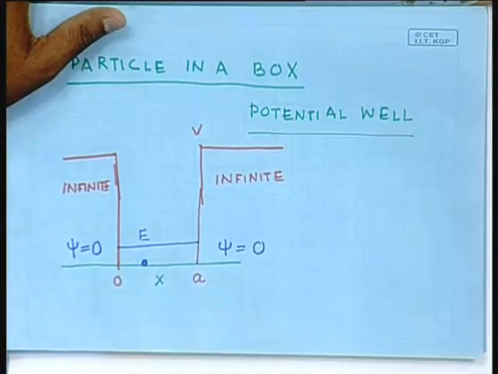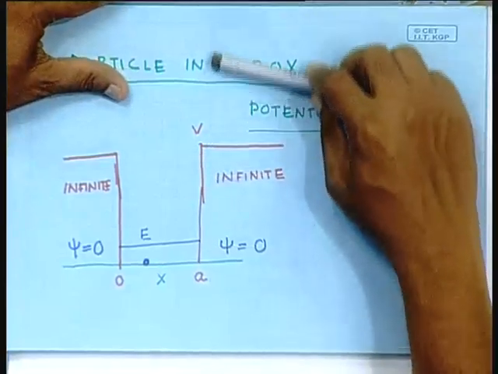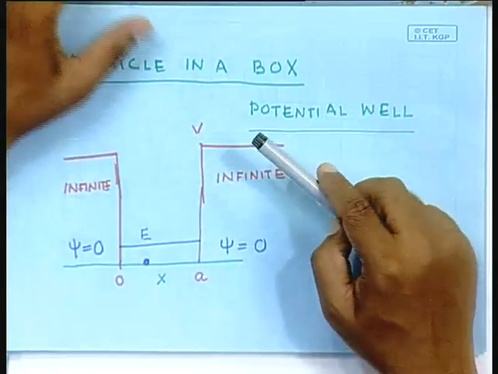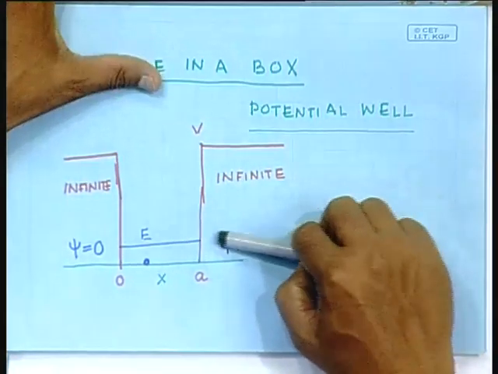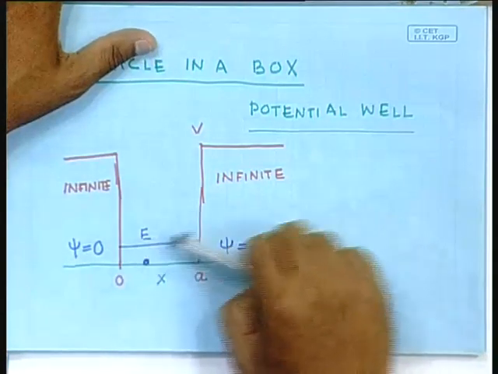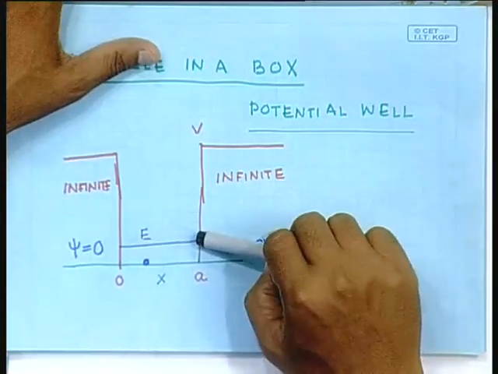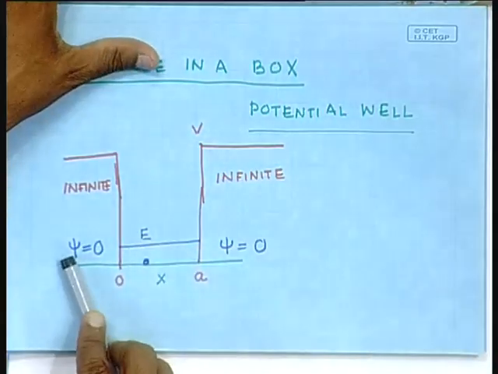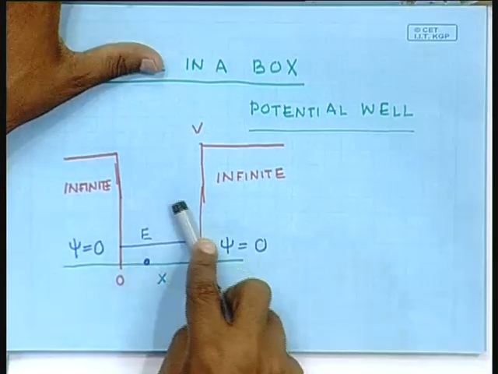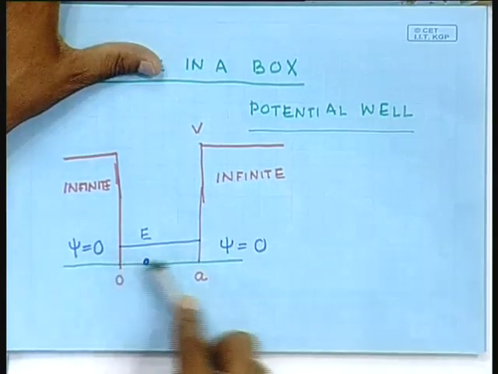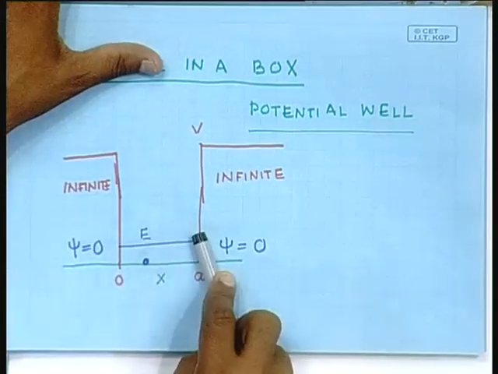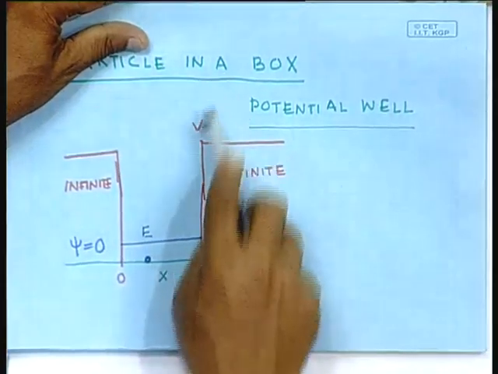But if the potential is infinitely high, if the difference between V and E is infinite, then the penetration depth essentially goes to 0, or what we can say is that the wave function goes to 0 at the two boundaries, which is what I have shown over here also. So psi is 0 at this boundary, psi is also 0 at this boundary. We have to solve for psi in the region between 0 and a, where the particle is essentially free. So in this region there is no external potential, and the potential is suddenly infinite at these two boundaries.